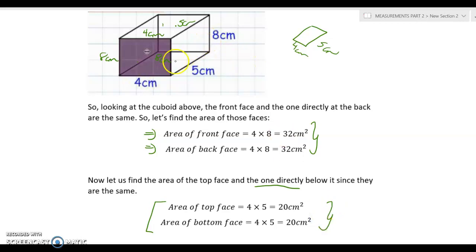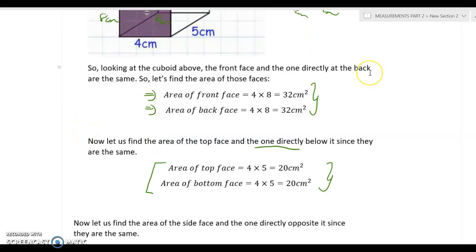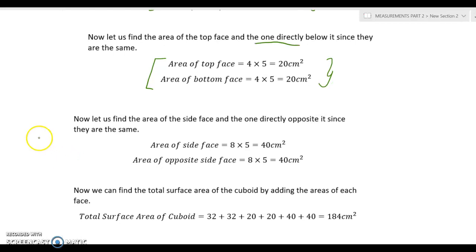And now we're going to do the sides, right? So we're going to do this side here and the side opposite that. So that's 8 by 5, right? Because remember, they're rectangles. So the area would be 8 by 5 as we said, and the one opposite is going to be the exact same thing. And all we do now is find the total surface area.